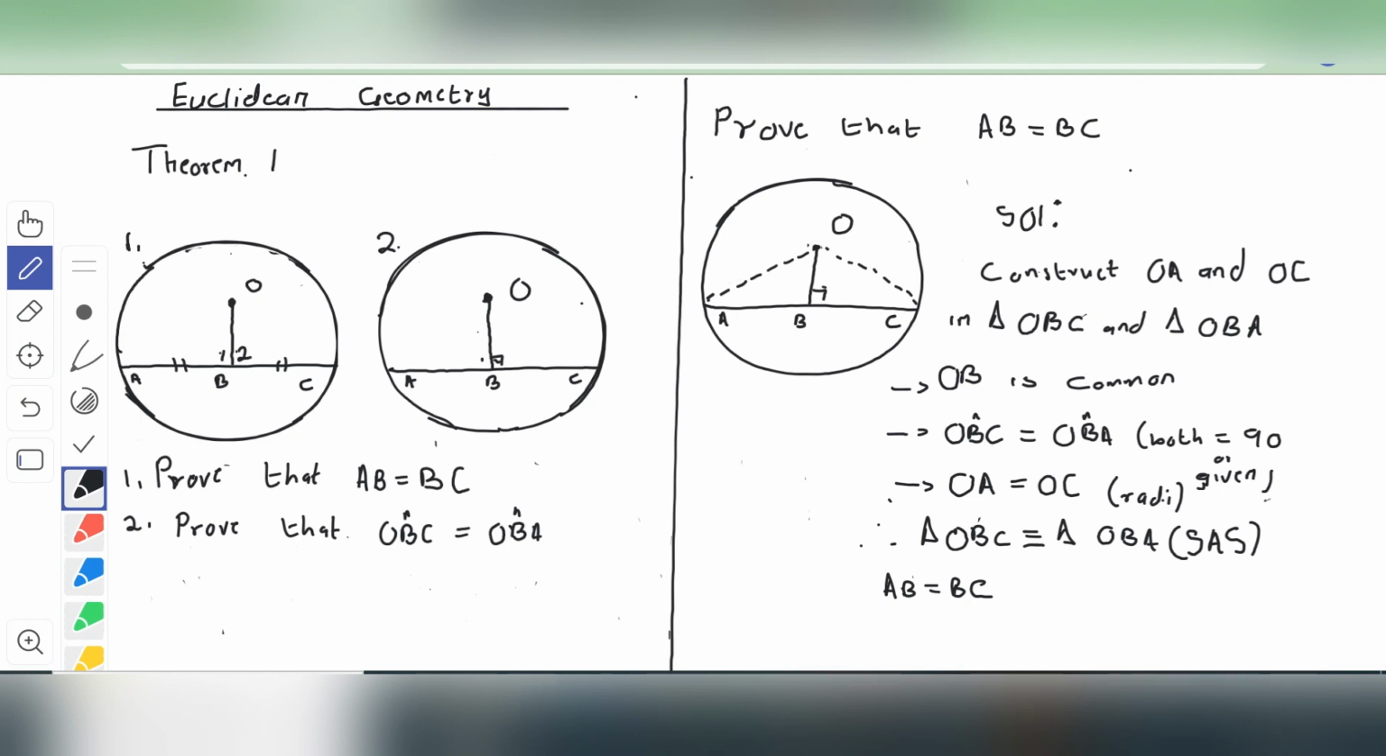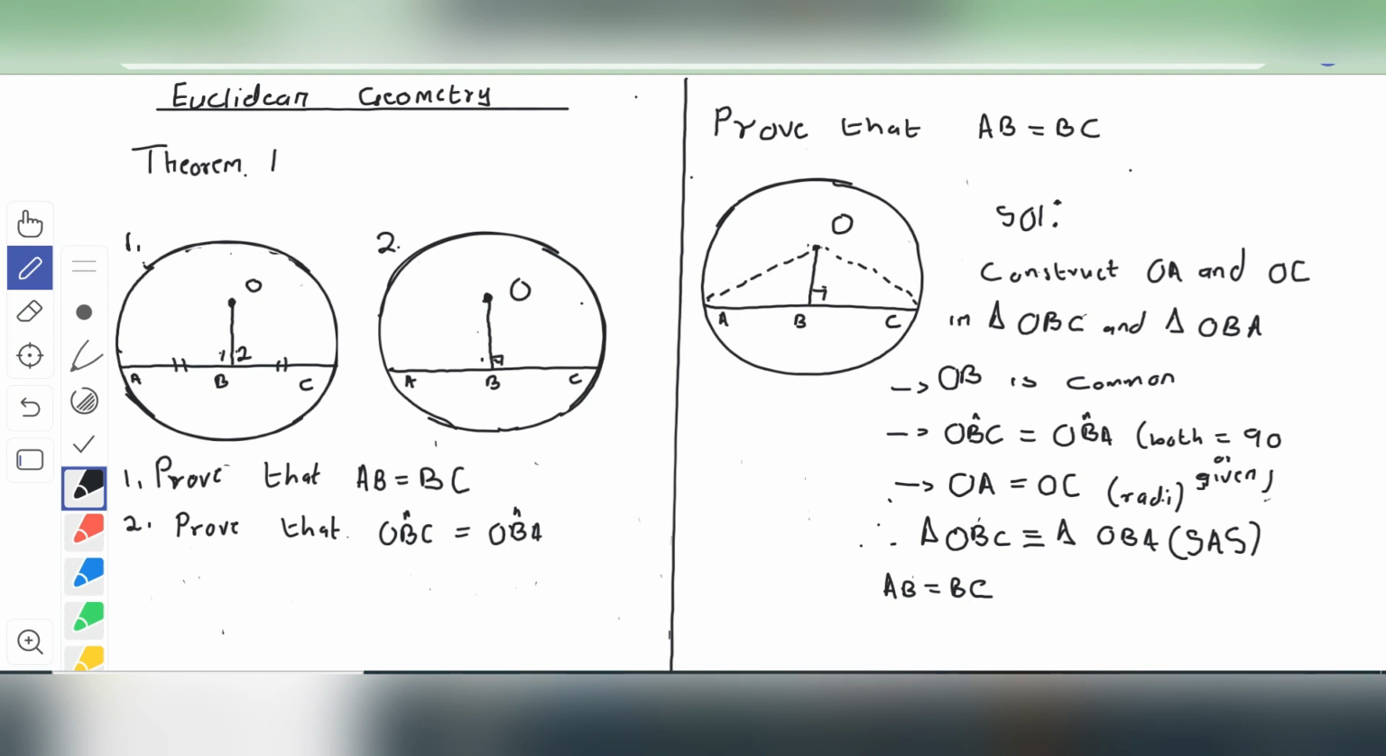is that you are proving congruency, meaning the first thing that you're going to do, you're going to construct so that you can have two triangles, so that you can be able to prove what? Congruency. That is the theorem. That is theorem one. It's about proving congruency, meaning you need to have two triangles so that you can prove congruence.